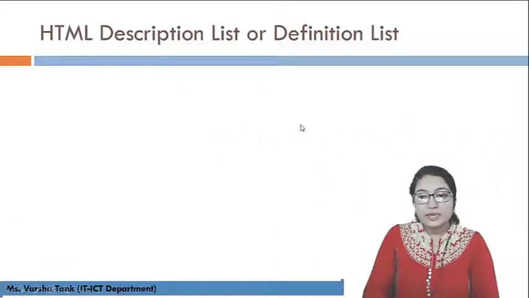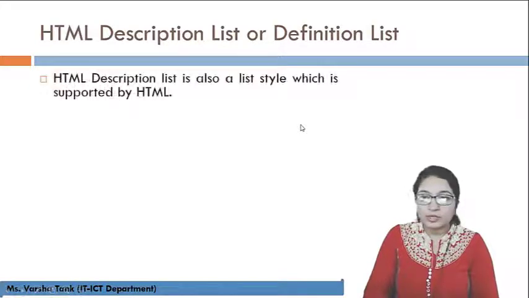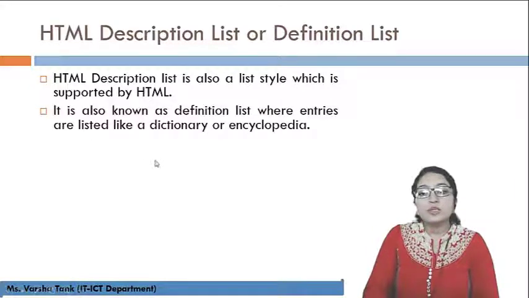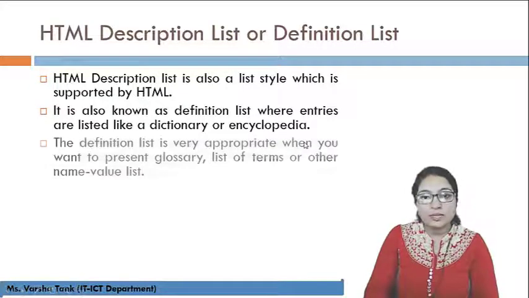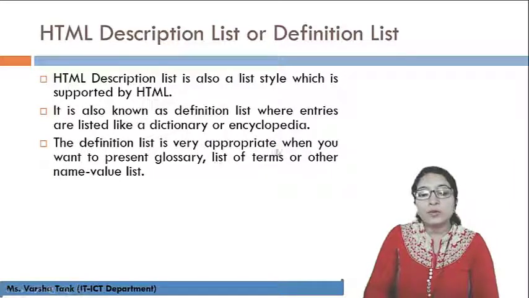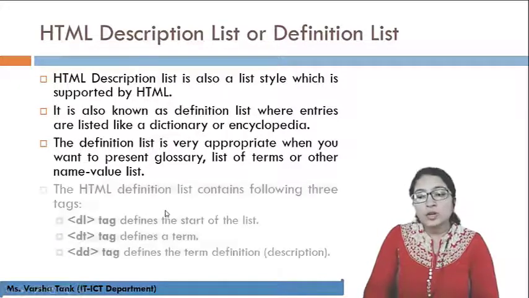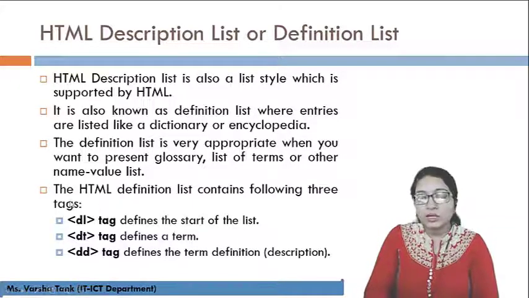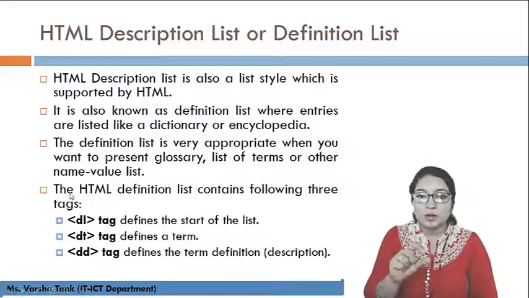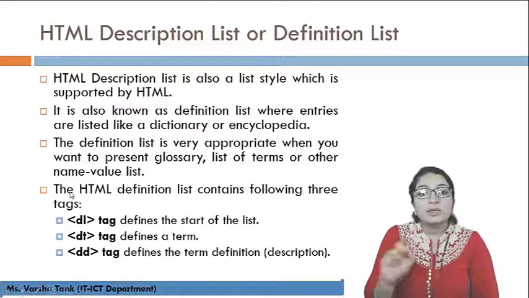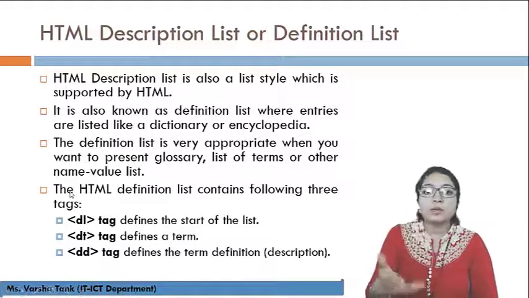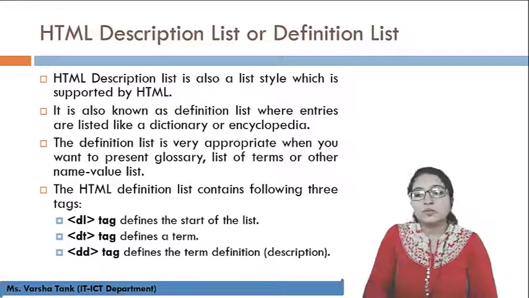Now the next list is the HTML description list, or the definition list. The HTML description list is also a list style which is supported by HTML. It is also known as the definition list, where entries are listed like a dictionary or encyclopedia. The definition list is very appropriate when you want to present a glossary list of terms or other name-value lists. Suppose you want to provide HTML, hypertext markup language, HTTP, hypertext transfer protocol, TCP, transmission control protocol. So this is the descriptive list. For this purpose, you can use such a type of list.